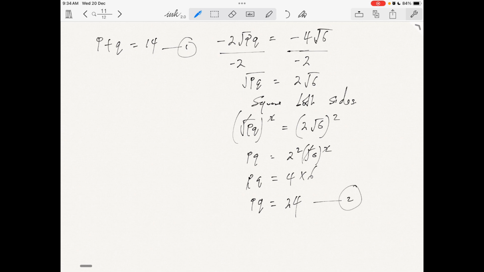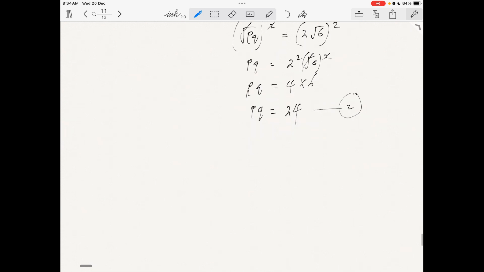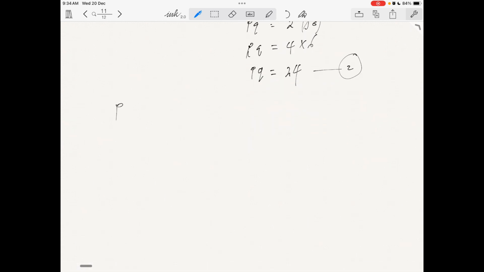Alright, with that done, we can now solve the two equations simultaneously. So let's recall the two equations. p plus q equals 14, and pq equals 24. So equation 1, equation 2. When we solve these two equations as easily as we've done before, we then plug the results back into the expression, and we have our answer.